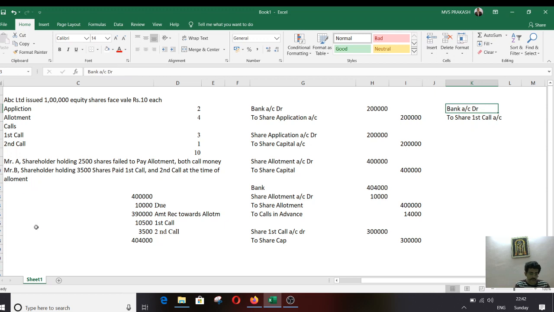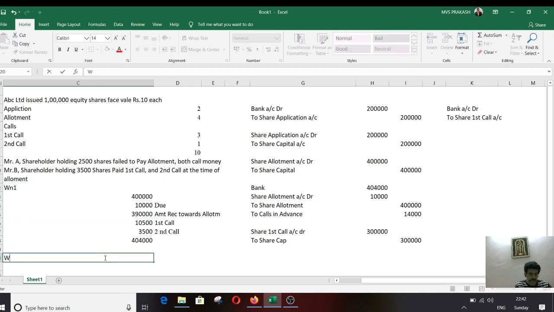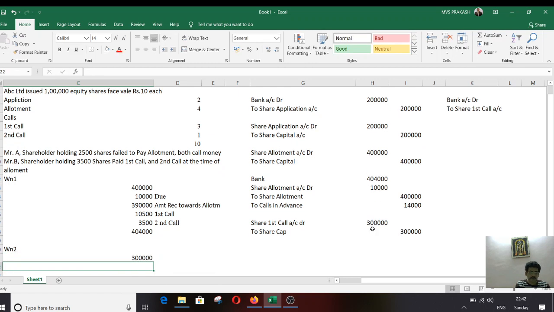Now let us go here. Let us come here. So you call this your working note number 1. Now you call this a part of your working note number 2. What is your working note number 2? Calls. Now, what is the call money to be received? I need to receive 3 lakhs rupees.